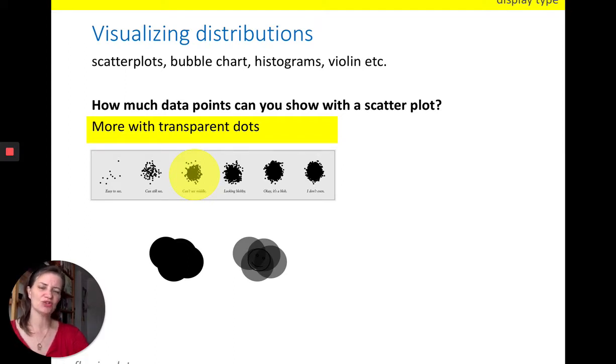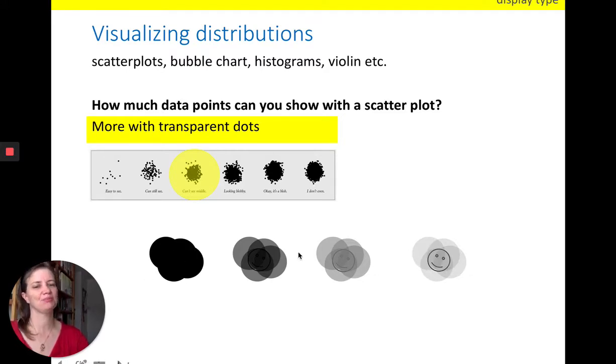If we now do not use black, but instead gray, and gray with further transparency, we can see that this allows us to see deeper and deeper onto our page, and over time this little smiley that is hidden behind this data becomes visible. So this illustrates the point that the more transparency and the lighter the color of the dot is, the more data points you can visualize that are overlapping or very, very close to each other.